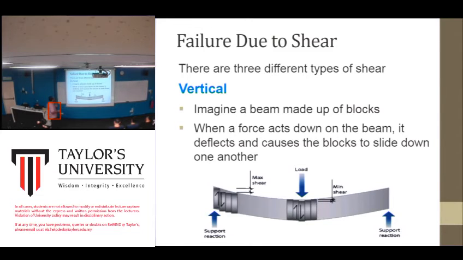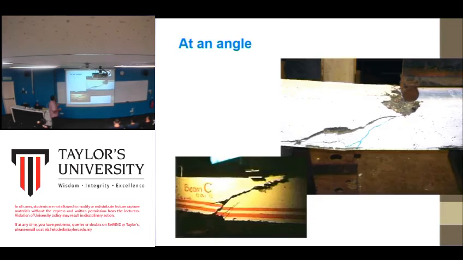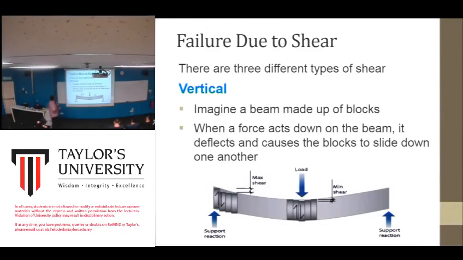Yeah, so we have 3 types of shear. Yeah, we have vertical, horizontal, and angle. So vertical, this is how it fails. Imagine a beam made up of blocks, and let's say you install the blocks to form a beam, and then you put it onto supports, and then you put loads on top of it. Of course, it will go down one by one. That is what is meant by shear.